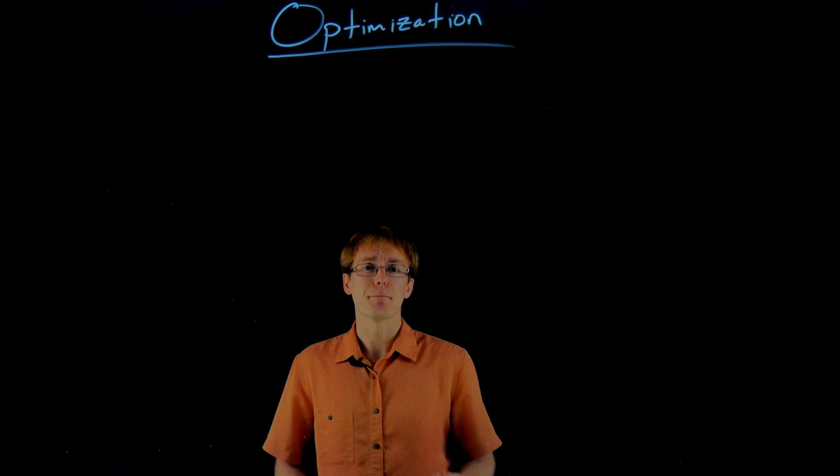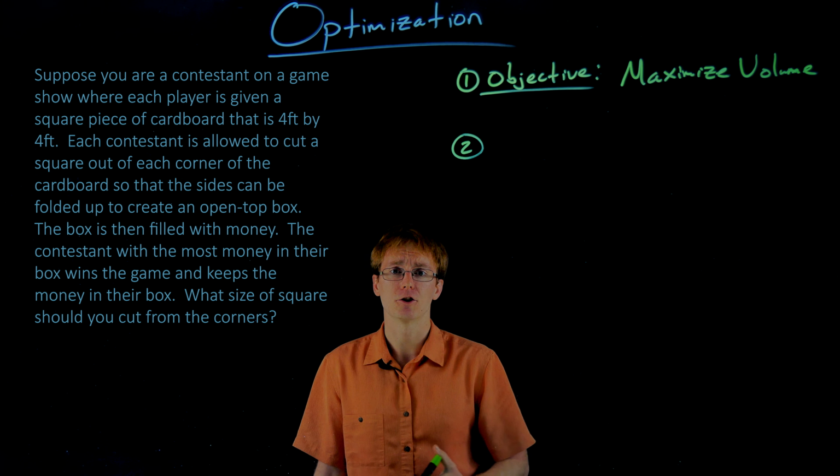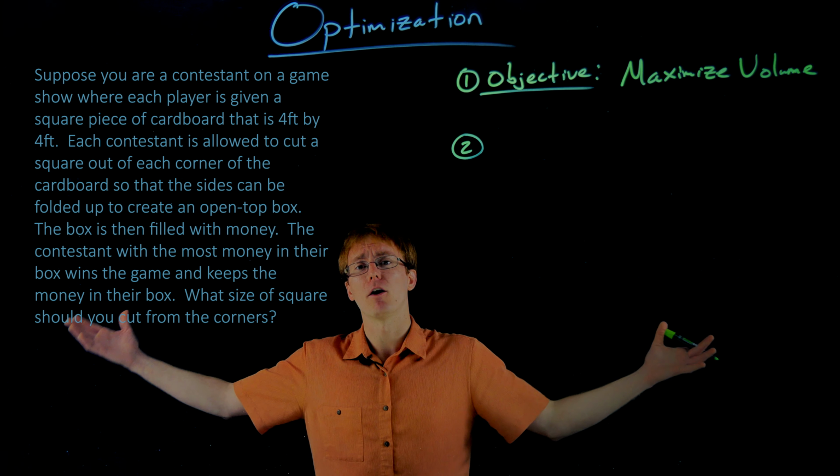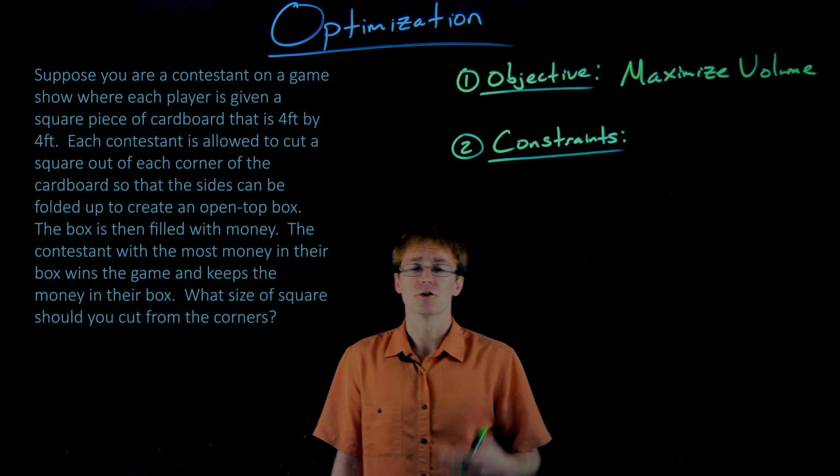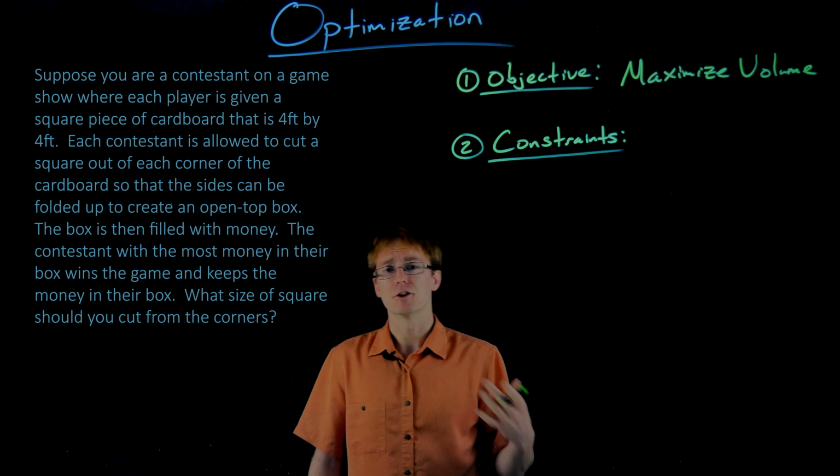All right, so we need more information than just knowing we want to maximize the volume of the box. There's always also going to be, and this is within the problem statement, some kind of constraint on the situation, making it so we can't make the box just as big as possible, right? And so the constraint in this situation is, well, we have this 4-foot by 4-foot square of cardboard that we are working with.